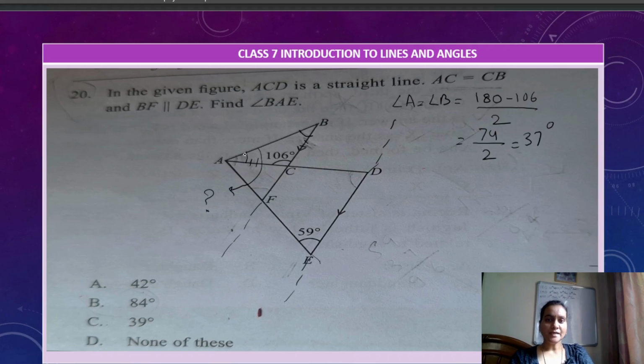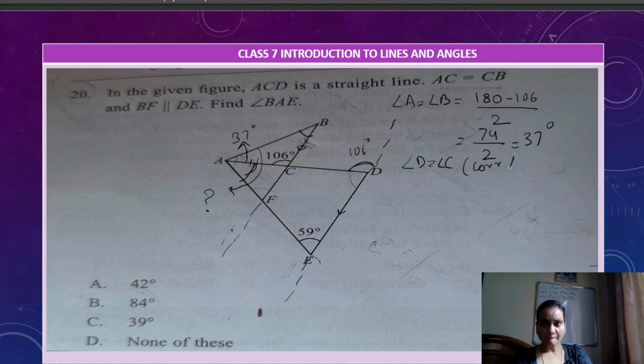So we got this angle here. This angle we have found. This angle is 37 degrees. Now what is left is this side. So let's see how to find this side. Now here if you see, angle C is corresponding to angle D here. Why? Because these two lines BF and DE are parallel to each other. So if this is 106, this is also 106. No doubt about it. Angle D and angle C make a pair of corresponding angles.